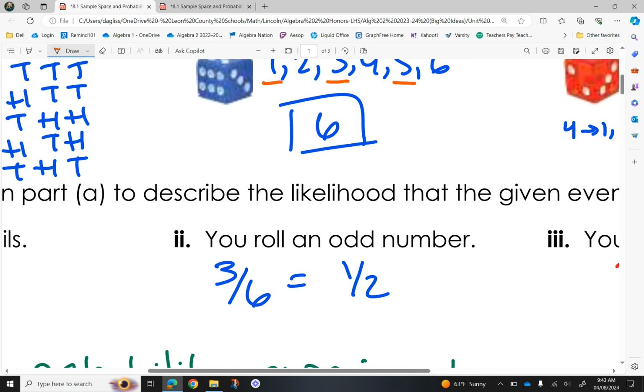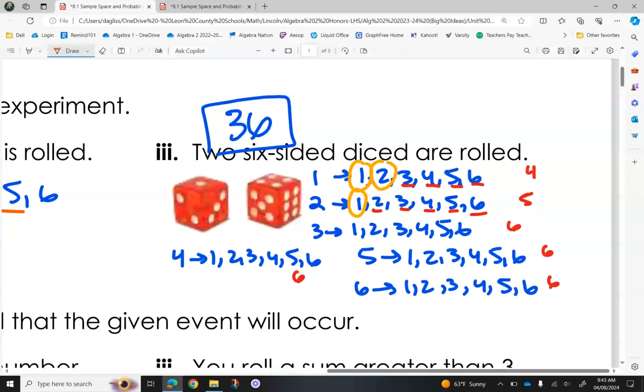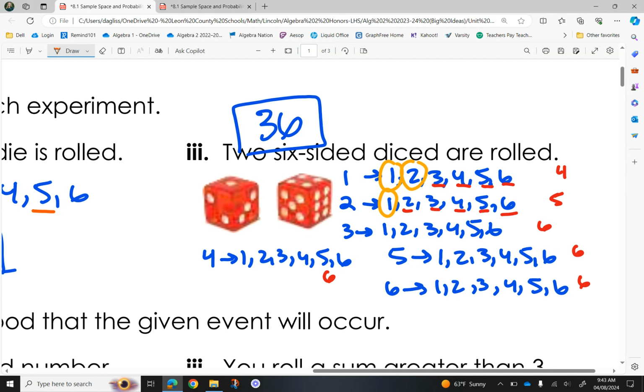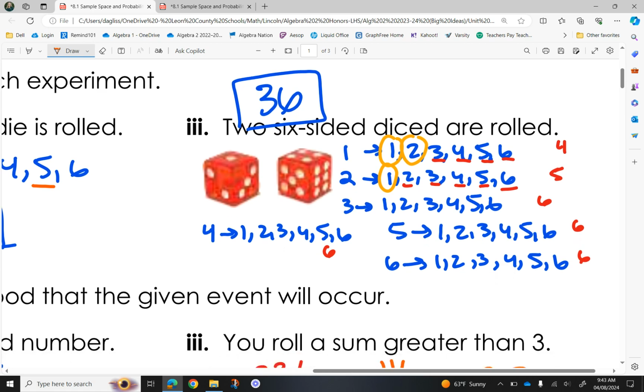Good. What about rolling 2 6-sided dice? 36 this time. If you roll a 1, and then you could roll 1 through 6. You could roll a 2, and then 1 through 6 again, right? So using that math from before, 6 times 6 also gives you the 36 possible outcomes. I have them all listed for you out there.